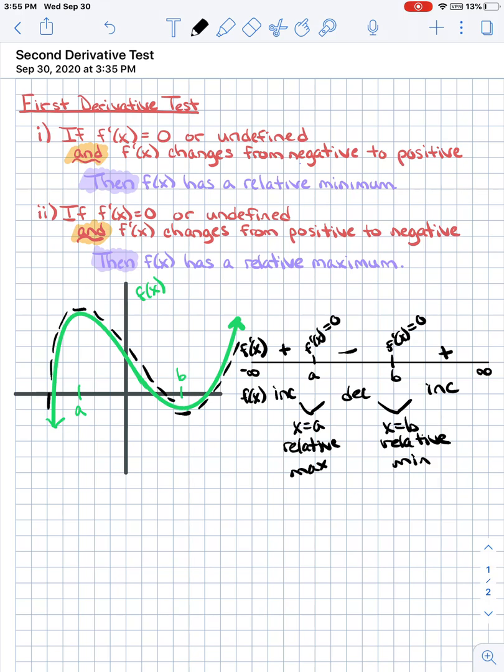I'm going to pause for a moment. I want you to pause this as well. And I want you to think about how the second derivative might be able to indicate whether there's a relative min or a max.